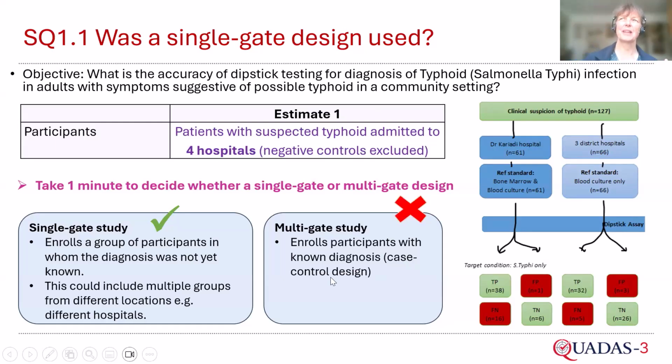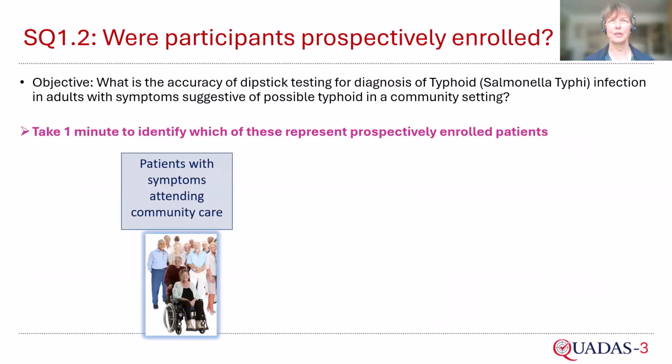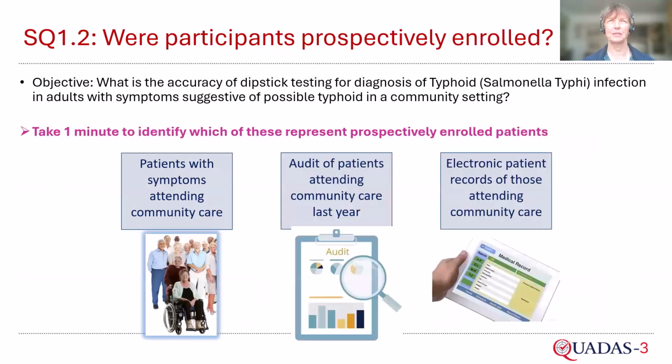Okay, so let's give you a little focus on having a go at one of the questions yourself alongside me. The next one is: were the participants prospectively enrolled? I've got 3 groups of patients here, and I'm going to talk you through those. Let's have a look at the first group. Are those people prospectively enrolled? Yes, they are. They're people attending community care, and if we include them in a prospective enrollment, and we make that clear in the study, then they're prospectively enrolled. But if we're doing an audit of people who attended last year and we're going back through the notes and looking at everyone from last year, they are not prospectively enrolled. They're people we've just found in the records and included in our study.